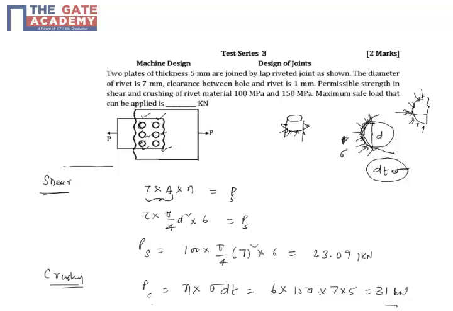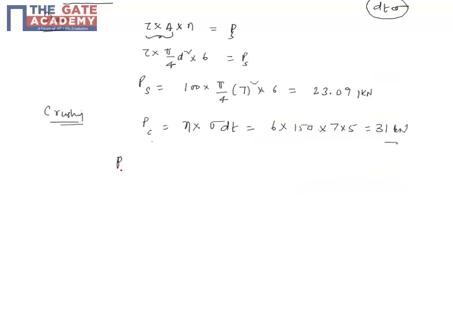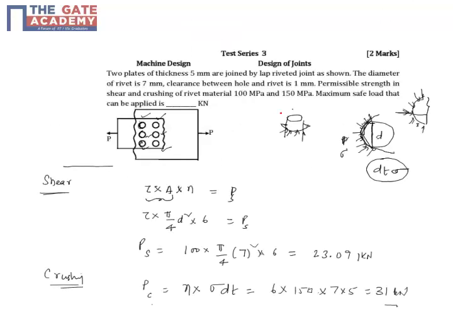The load that is safe is the minimum of these two, because these are two different failure modes. The minimum will be the safe one. If you apply more than 23, let's say 25, then it will fail by shear. The idea is it should not fail by shear as well as by crushing, so you have to apply the minimum of the two. So 23 to 23.1 kilonewtons is the answer. Okay, so 23 kilonewtons is the answer.